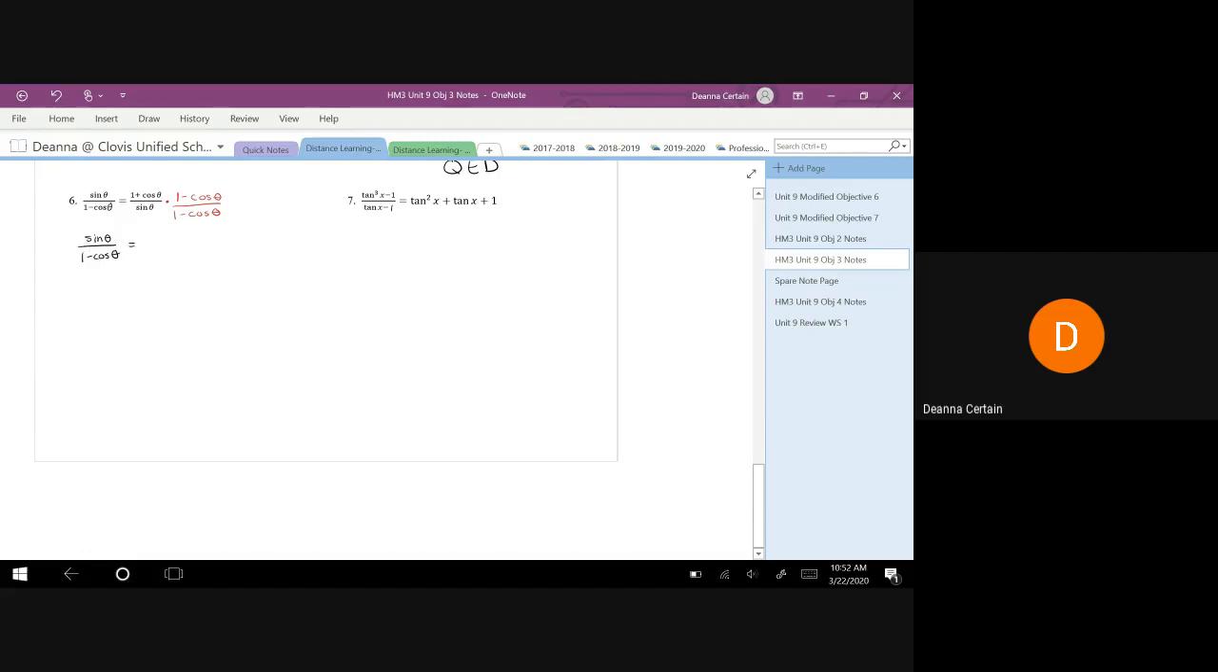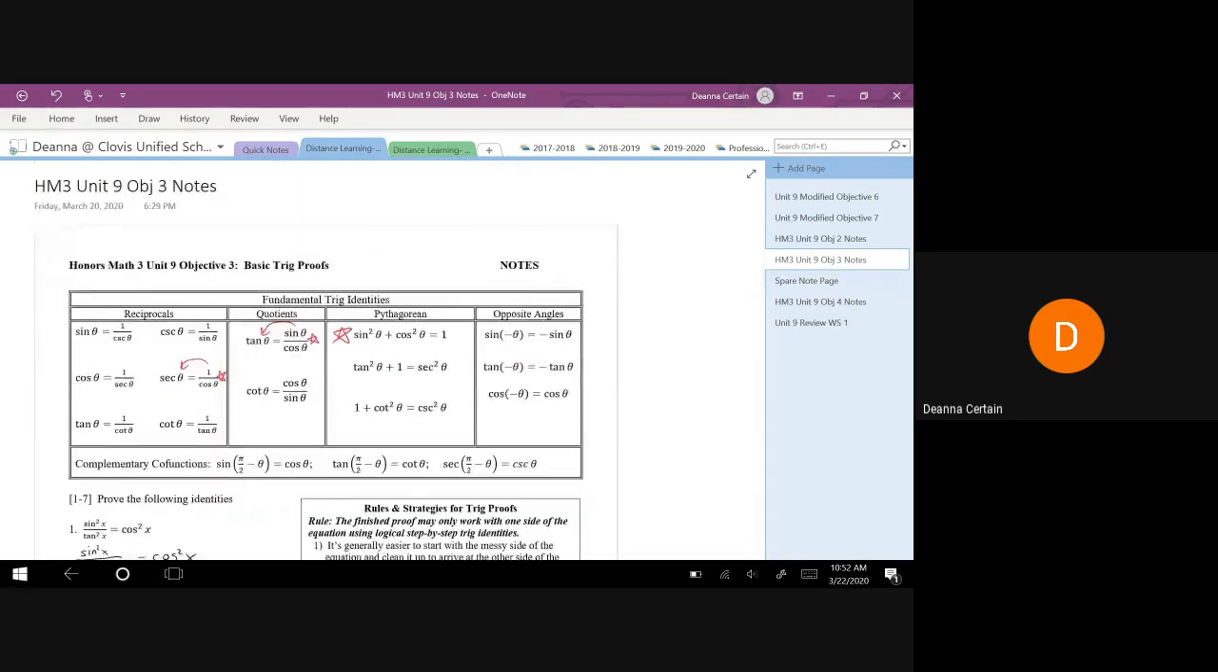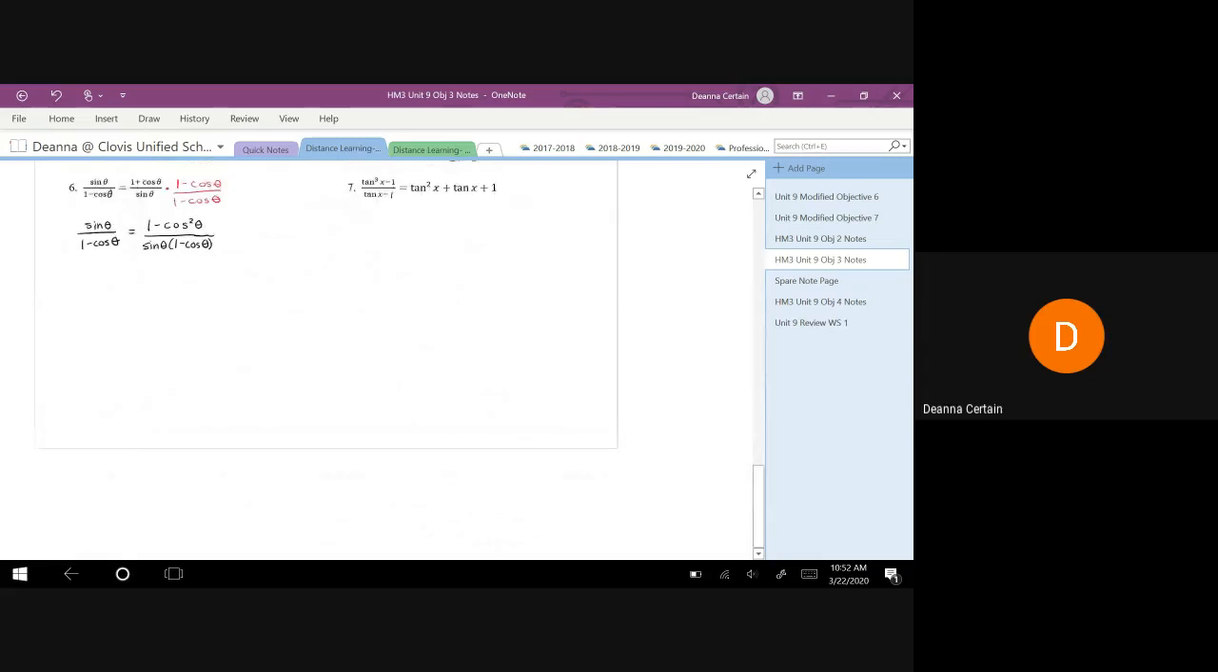On the right side, my numerator then becomes 1 minus cosine squared when I FOIL that out. My denominator is sine theta times (1 minus cosine theta). Using our Pythagorean identity up here, sine squared plus cosine squared equals 1, I can substitute sine squared plus cosine squared into my 1 spot. Again, leaving the left alone.